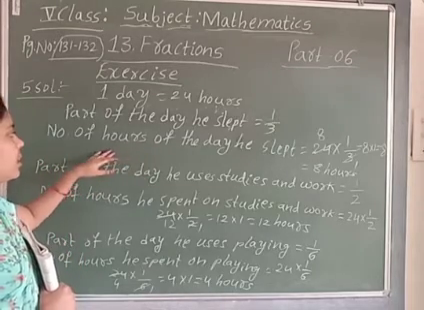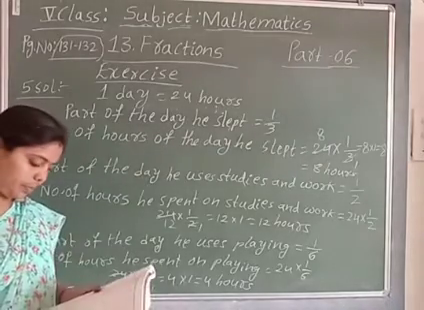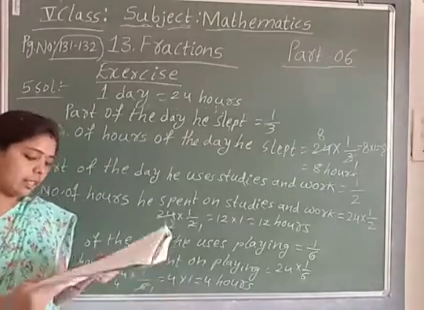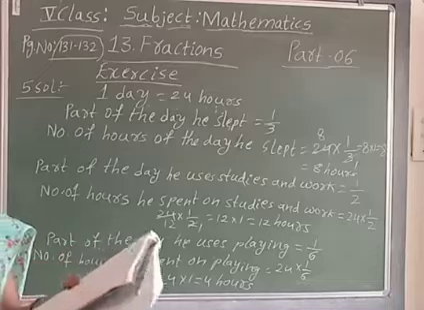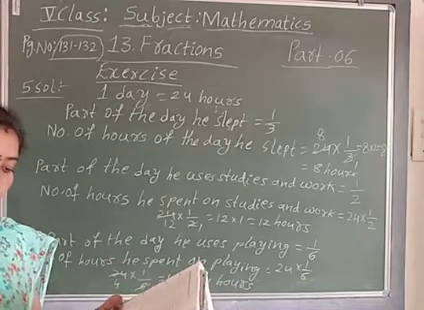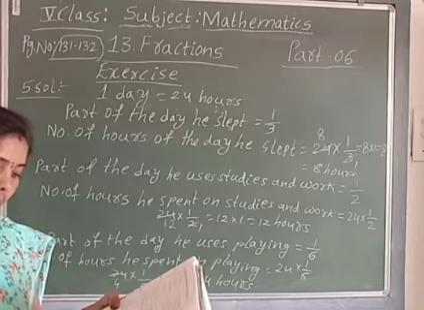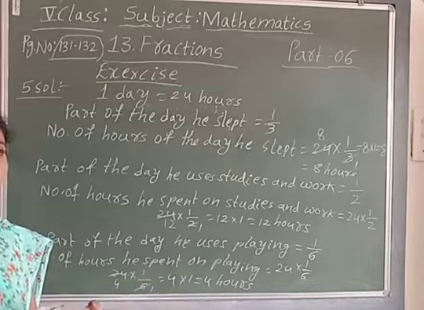So 4 hours only he plays, and 12 hours only studies and works, and 8 hours only he sleeps. Understand? Note down this, children. Next, 6th question, see children. Earrings weigh 32 grams. If 7/8 part of the weight is silver, then how many grams of silver are there in the earring? So 7/8 part.